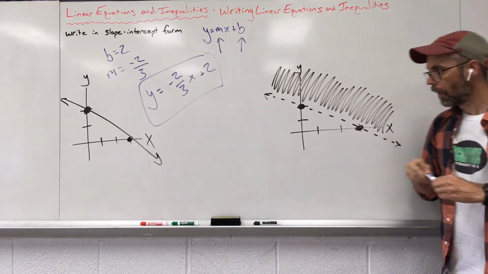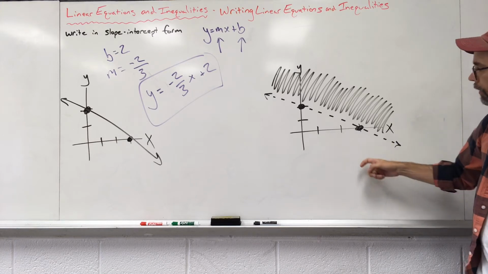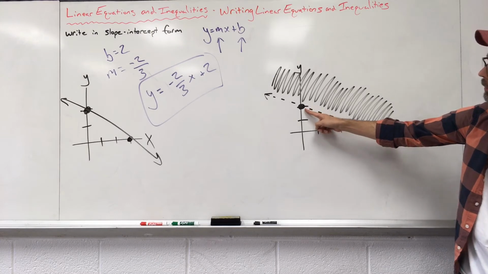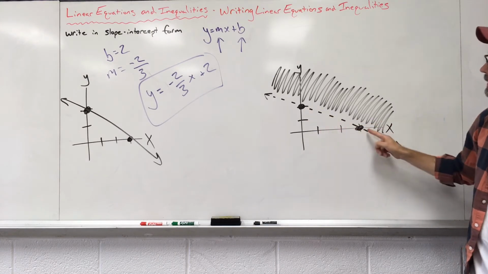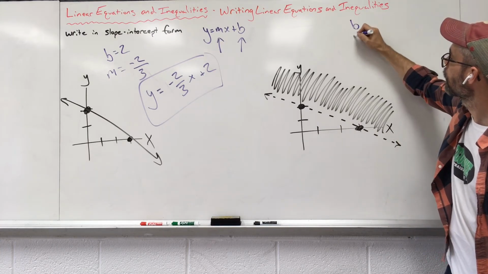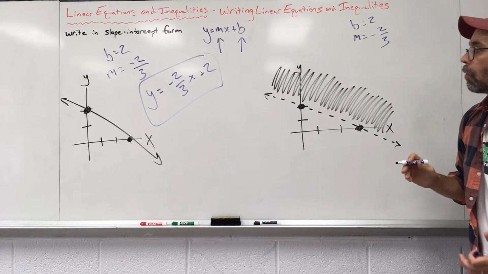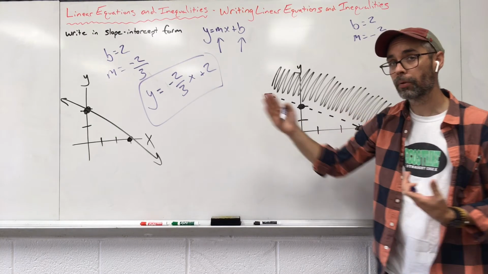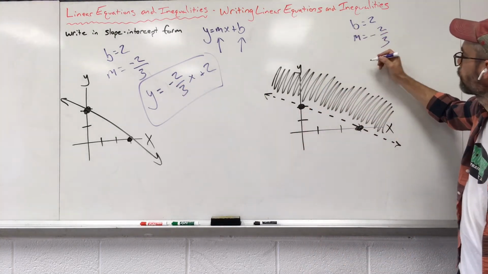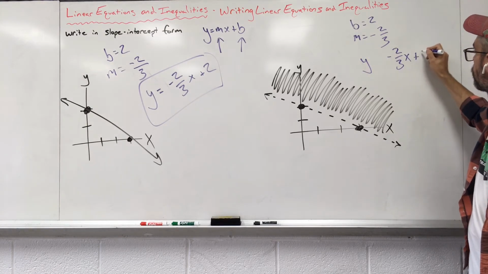All right. Now we have an inequality. Inequalities complicate things a little bit, but if you take notice, these two graphs are almost identical. We both cross the y-axis at the same point, and our slope is that same negative 2/3. So I already know what my b is. I already know what my m is. We have the equation here, but the only difference is we need to figure out what the inequality is. So let's just start filling things in. y, negative 2/3 x plus 2.